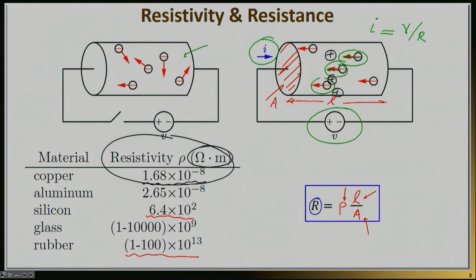So what I would really like you to remember here is that resistivity is a material property. On the other hand, the absolute resistance measured in ohms is not just a material property, it depends on geometry as well.